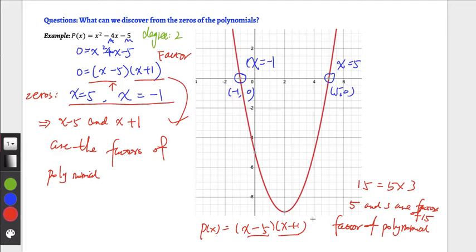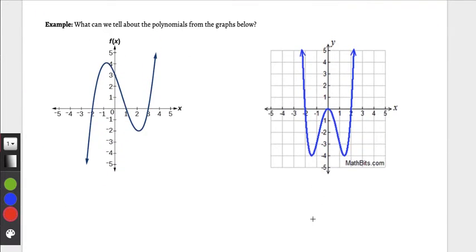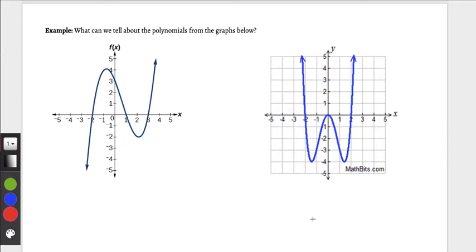So what we are going to do for this part is check another two examples, and review this process again so you can fully understand what we are talking about here. So let's check these two graphs. We are going to use these two graphs to predict some features of polynomials.